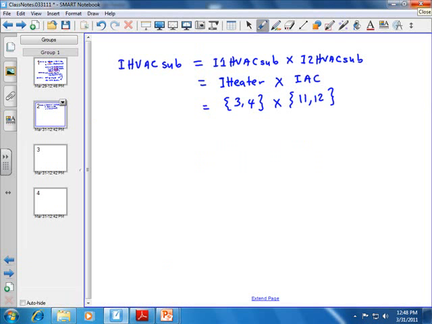Okay, so we just take the Cartesian product because we have a pair of ports. So the Cartesian product is going to have a set of pairs. So 3, 11, we have 3, 12, then 4, 11, and 4 and 12. Okay, so in this case, all these four inputs are possible. So moving on, we are going to look at the output.